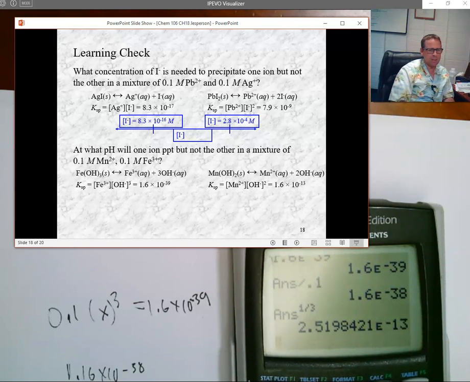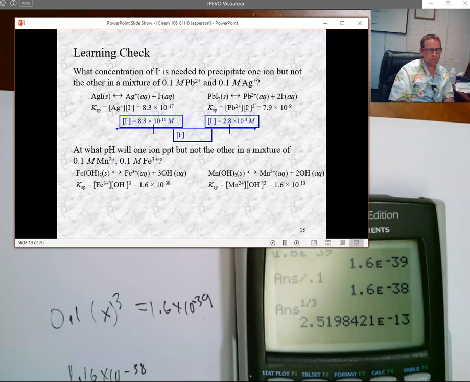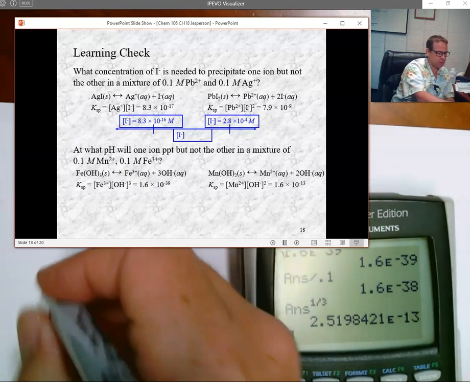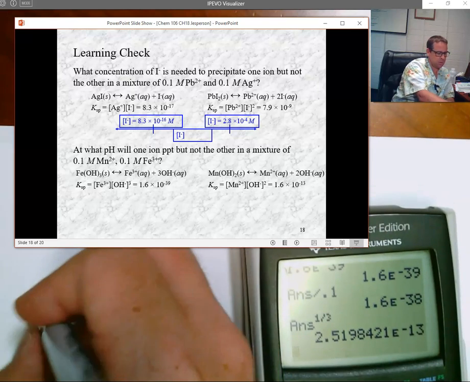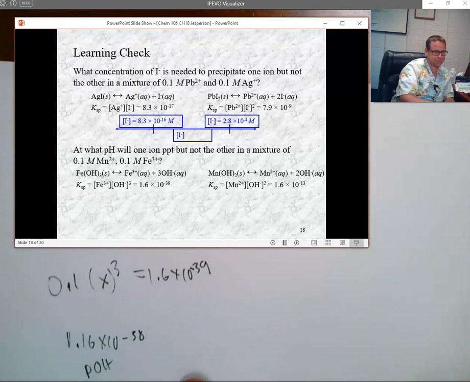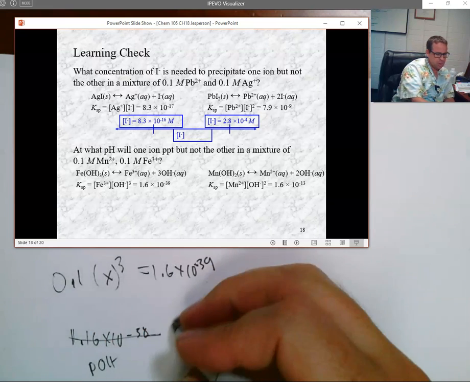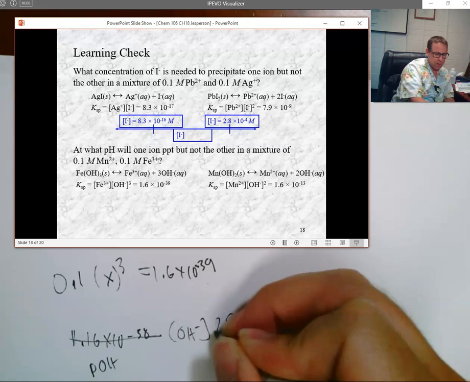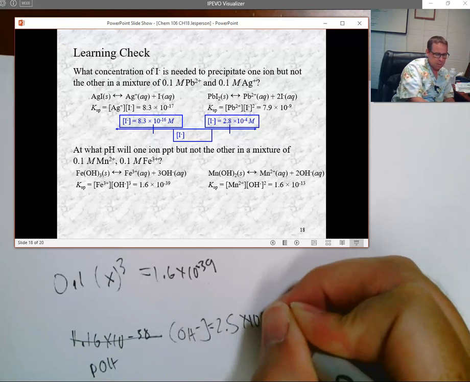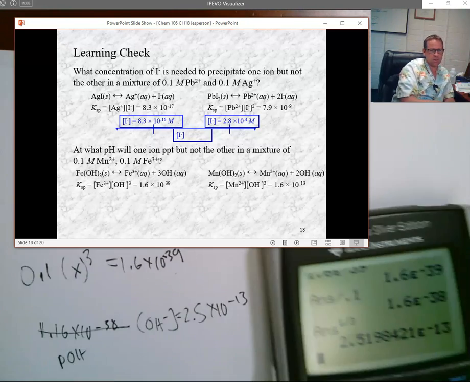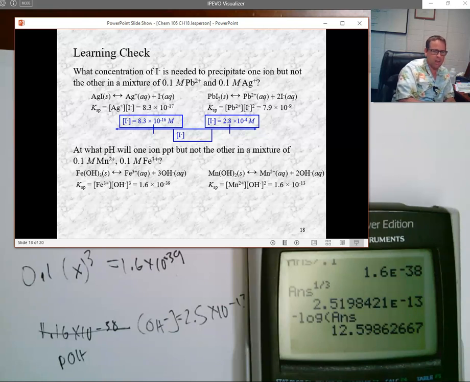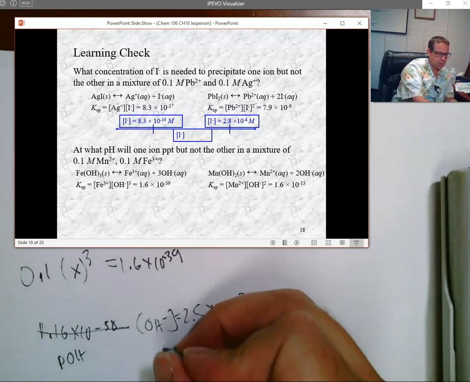So you might want to practice taking the cube root to make sure that you can get 2.5 times 10 to the minus 13 for this specific scenario. So the hydroxide ion concentration is 2.5 times 10 to the minus 13. And then the negative log of that value, 12.59, is our pOH.